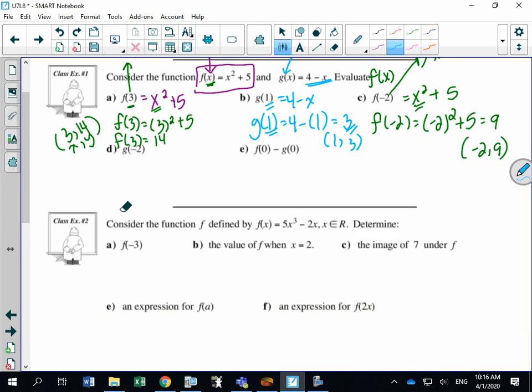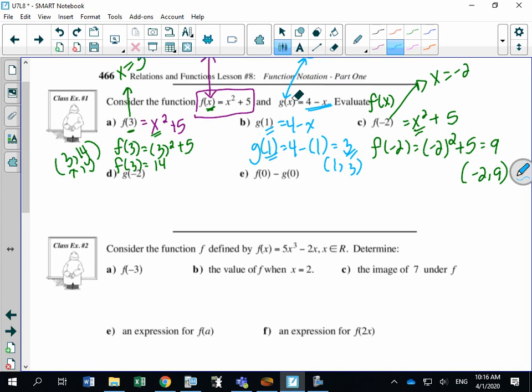Let's do D together. G of negative 2. So I go to my G function, which is 4 minus x. And now I'm going to put in negative 2. G of negative 2. So again, when x is negative 2, 4 minus, in a bracket, put your x value, negative 2. G of negative 2 is 4. Two negatives make a positive. And 4 plus 2 is 6. So that ordered pair would be negative 2 comma 6.